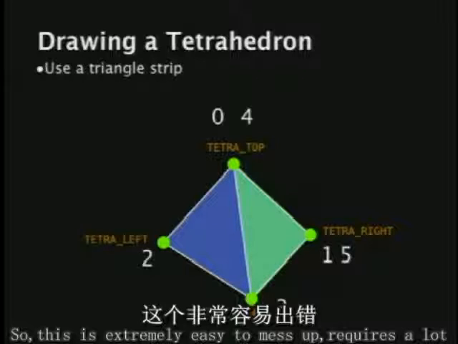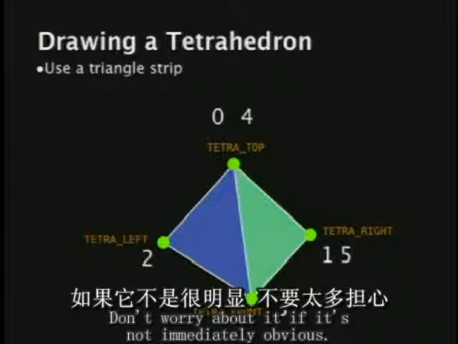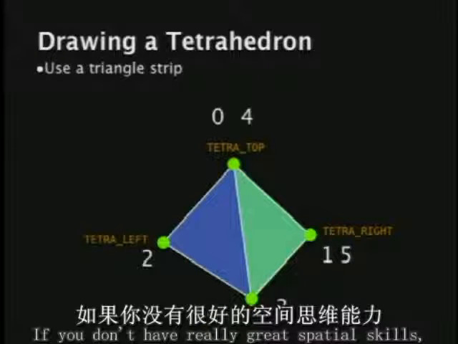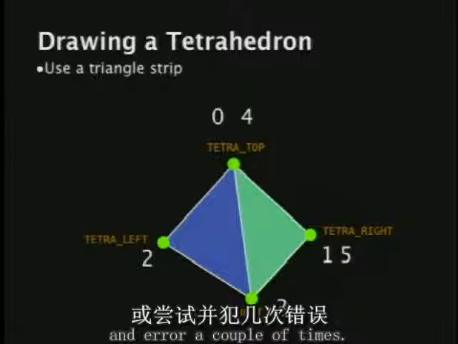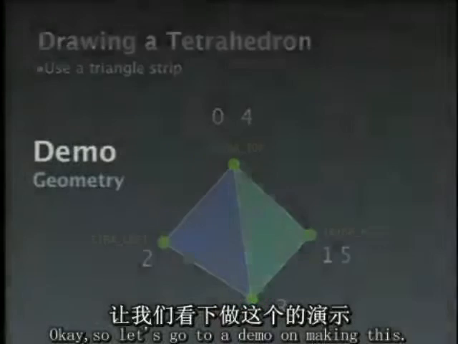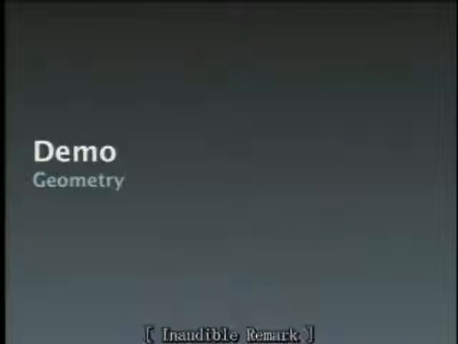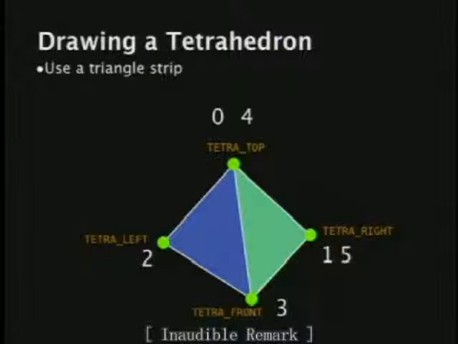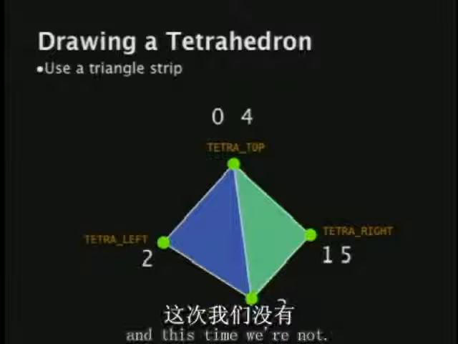So this is extremely easy to mess up, requires a lot of scratch paper and head scratching. Don't worry about it if it's not immediately obvious. If you don't have really great spatial skills, it almost always requires looking something up or trial and error a couple times. OK, so let's go to a demo on making this. Yes, question? So the first one, 0 got reused, but in this one, 0 didn't get reused for every one of them. OK, so you said the first time 0 got reused, and this time we're not.